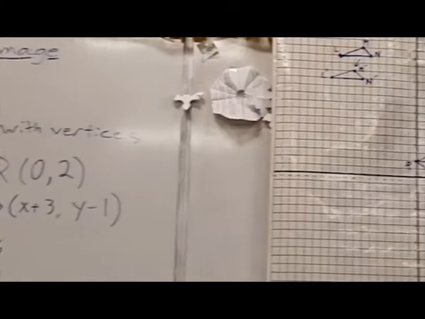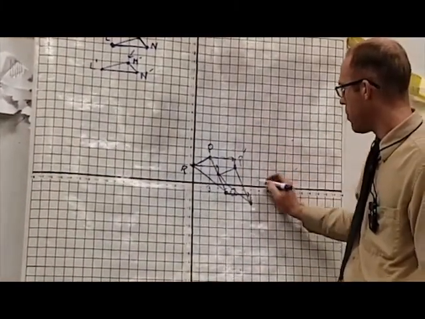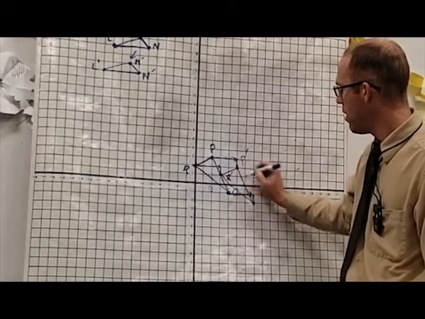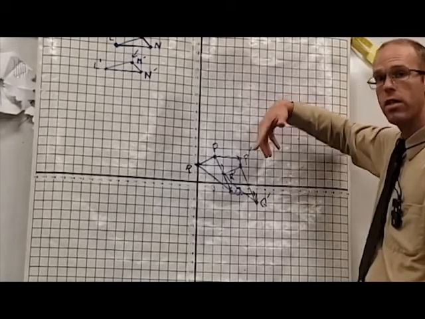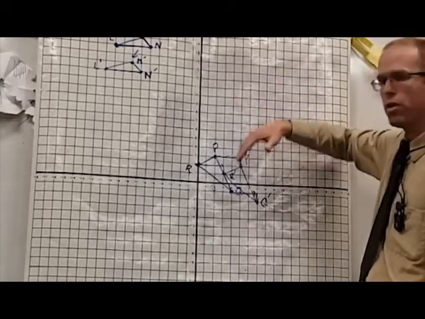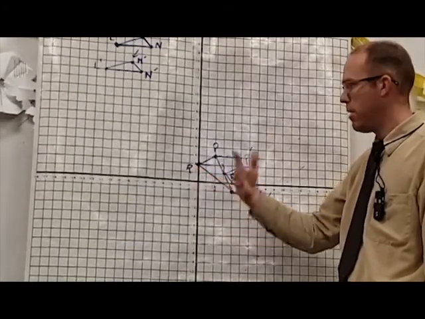The points are going to be named P prime, R prime, and Q prime. So when you see the prime notation, that tells you that that is the image. It's what came after the transformation, and without the prime is the pre-image.